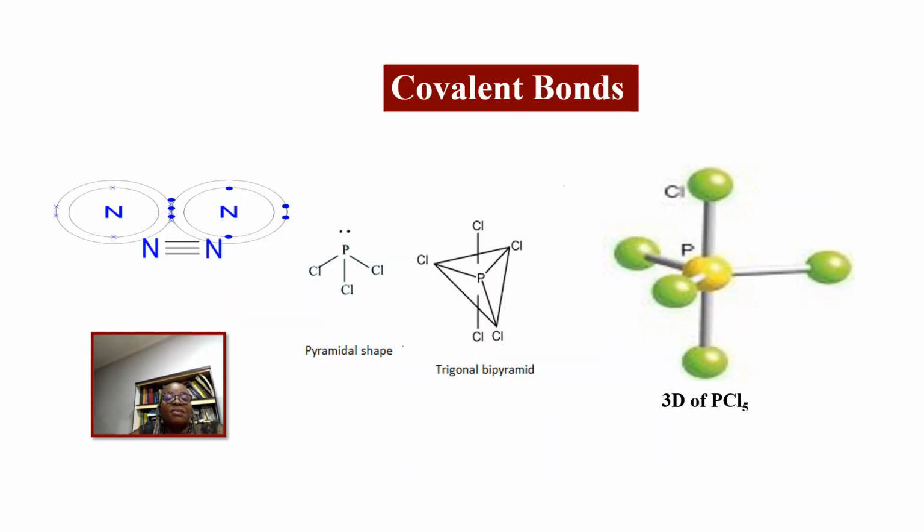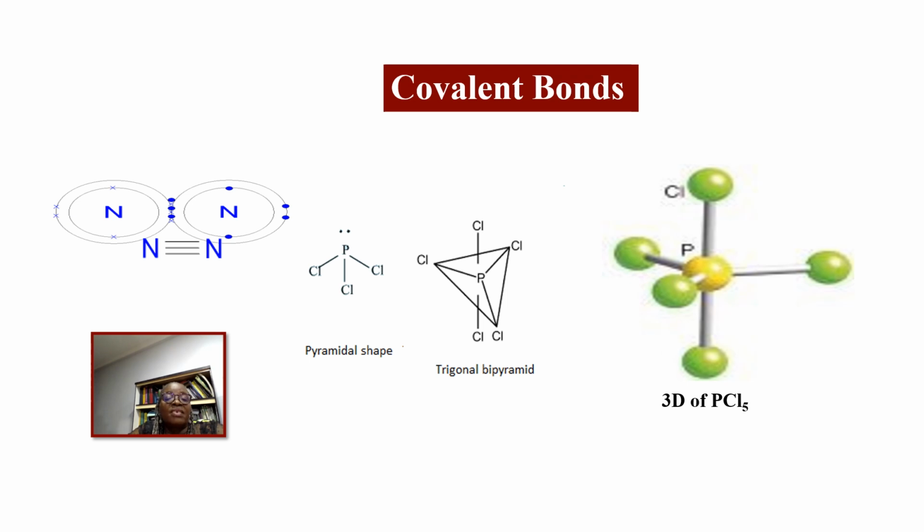Covalent bond formation. This group can form covalent bonds because their outermost electrons are 5, so it is easier for them to share electrons. They can share among themselves. That is what we observe from nitrogen here.